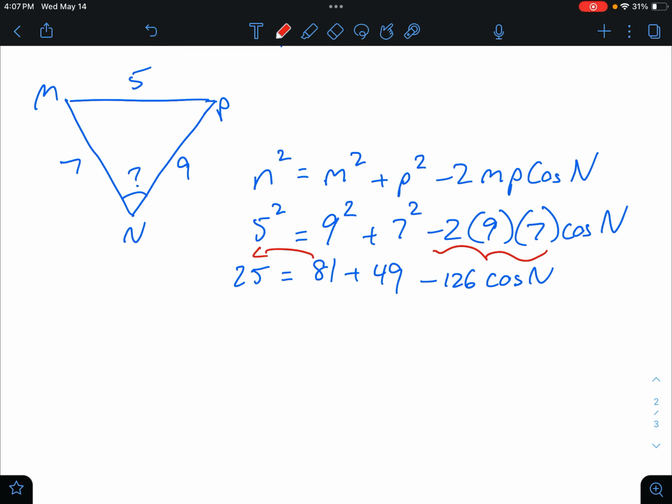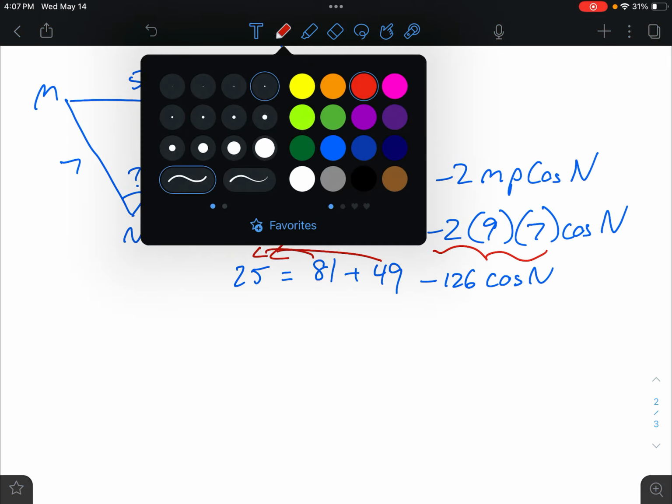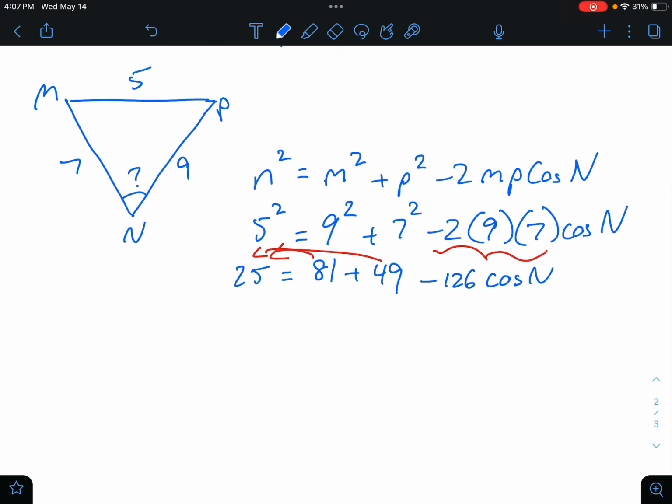We're going to bring them both this way. And when we do that, we're going to change the signs. So as soon as you bring a number to the other side of the equal sign, it changes. A positive becomes a negative and a negative becomes a positive. So let's do that first.